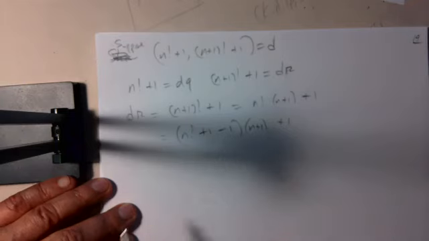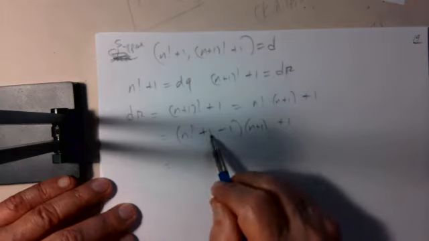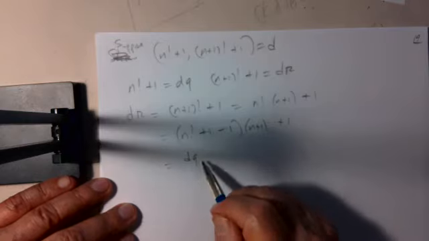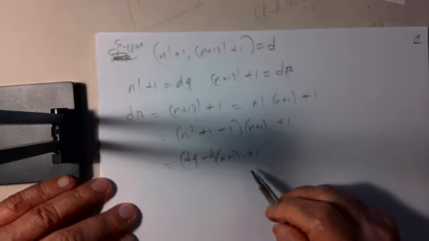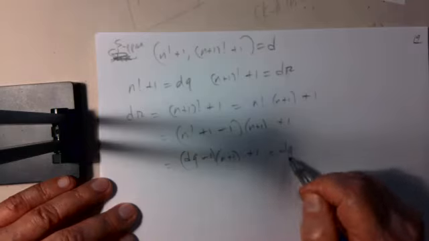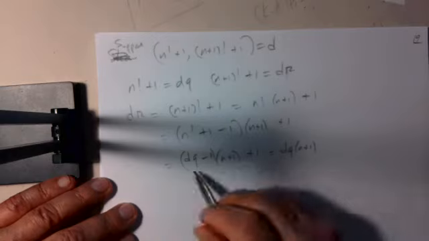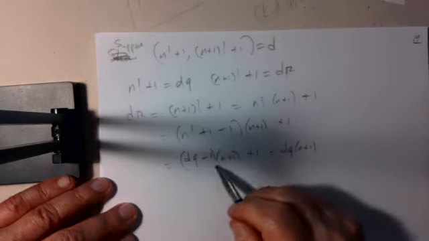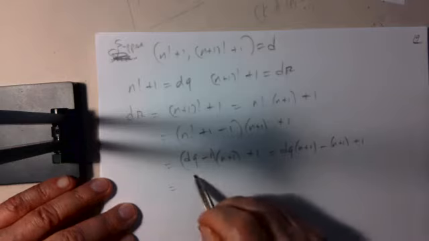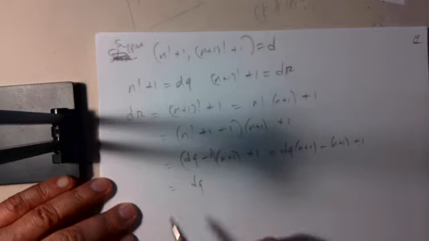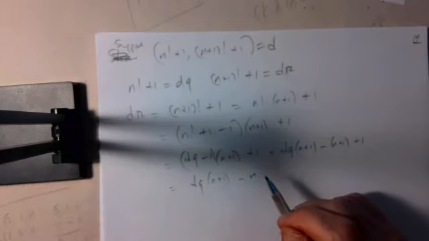1 minus 1 is 0. n! plus 1, this is dq, minus 1, times (n+1), plus 1. So this is dq times (n+1). I'm just distributing across, minus (n+1) plus 1. This is dq times (n+1 minus n).